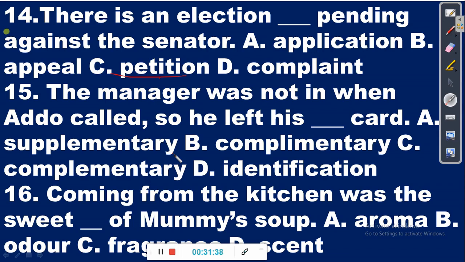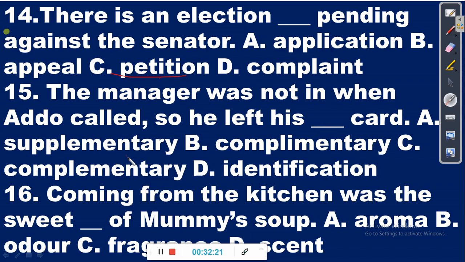And so we need to look at the context, the way a word has been used in a sentence or passage to be able to identify its actual meaning. And when we are doing this, we are looking at collocation. All right, and looking at collocation, we are also looking at register, because register is using a language for a particular situation or in a particular setting or for a particular purpose. All right, so these are interwoven. All right, so the manager was not in when Ado called, so he left his dash card, A, supplementary.